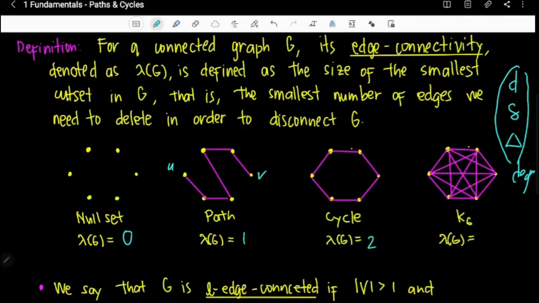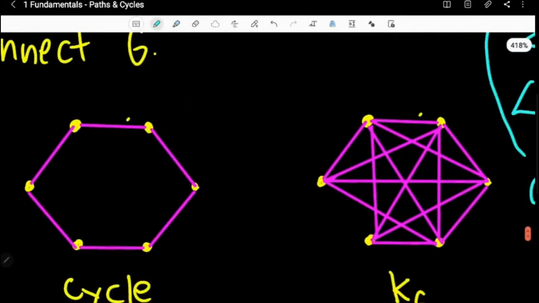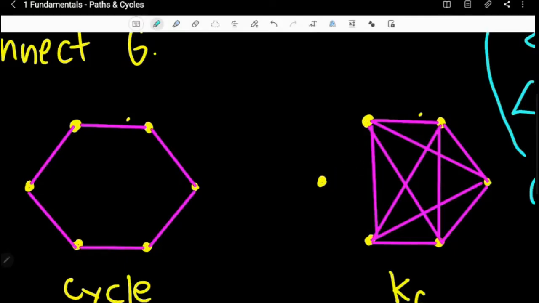This is a K6. So let's see how many edges are required to delete for this to be disconnected. So let's delete this one. Okay. Let me delete this one again. Nakadalawa na tayo. Tatlo, 4, 5. So at least it required 5. Pwedeng mas madami pa. Pero the minimum is 5. Let's see in other cases kung 5 na.